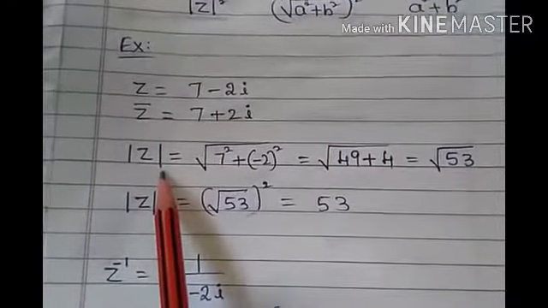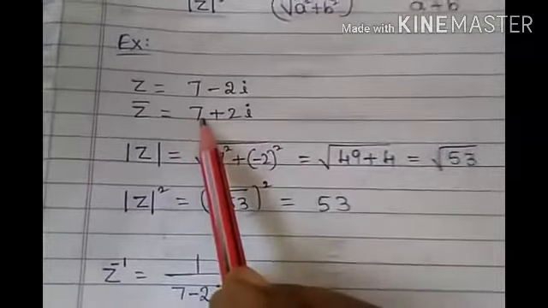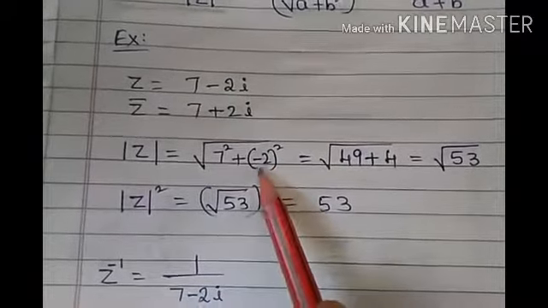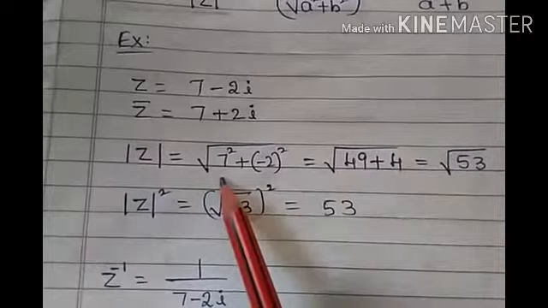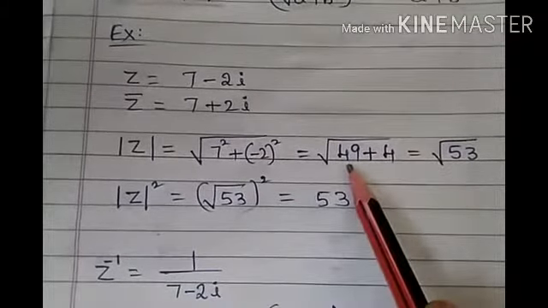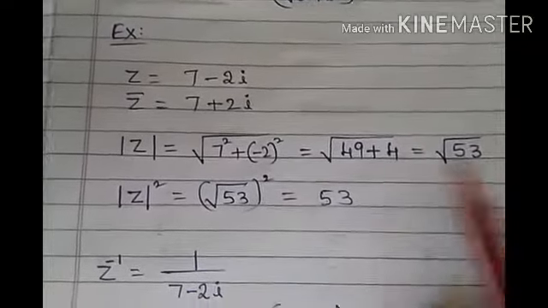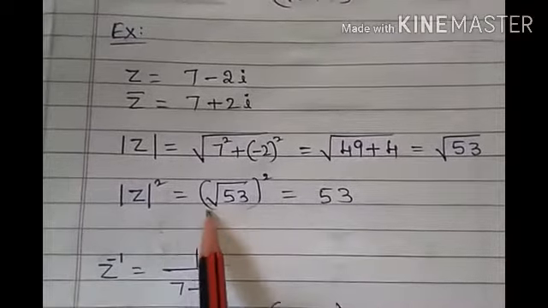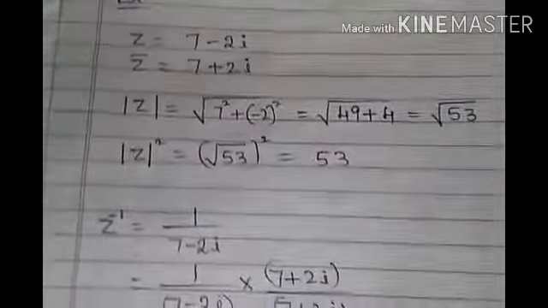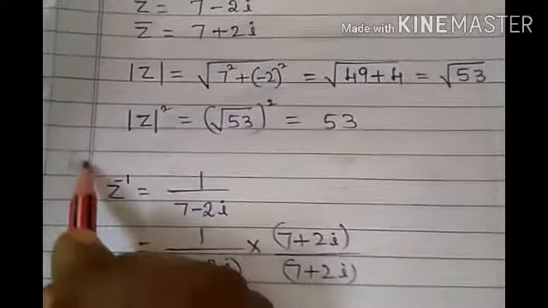Now the modulus of Z is equal to square root of a square plus b square, where a means the real part of the complex number and b means the imaginary part. So the modulus of Z is equal to square root of 7 square plus minus 2 whole square, which gives square root of 49 plus 4, that is equal to square root of 53. The modulus of Z whole square is equal to square root of 53 whole square, which is 53. Now find the Z inverse in the first method, that means the rationalizing method.